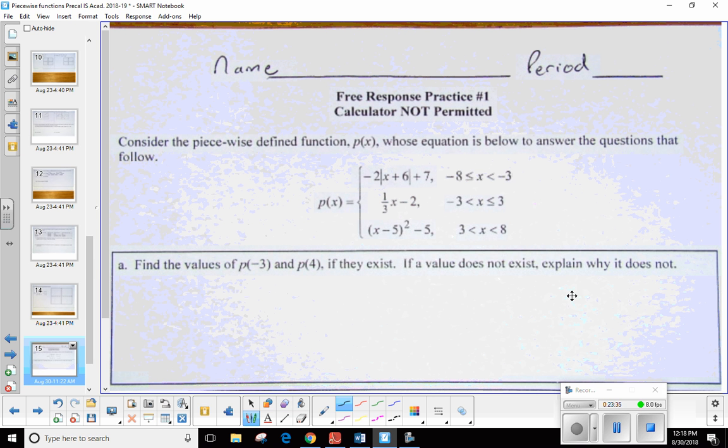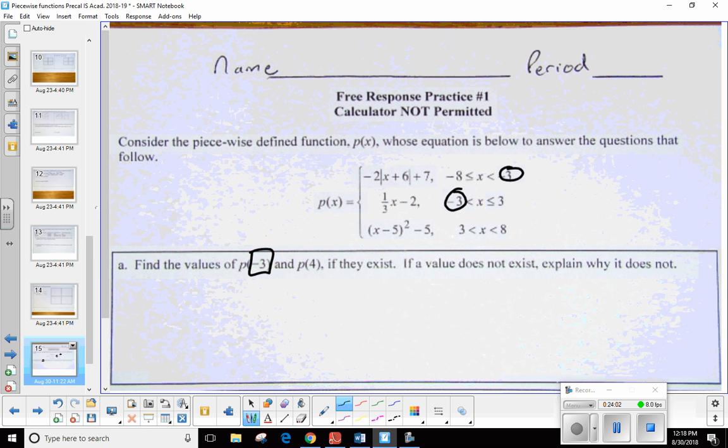There you go. That's what we talked about the other day. All right. Whatever value of x you're given, look for the interval that it belongs to. Now, this one, it says be careful if they exist. If a value does not exist, explain why. So people are already saying negative 3 doesn't exist. But I see negative 3 right here and here. There you go. Neither one of those are included, so it does not belong to any of those intervals.